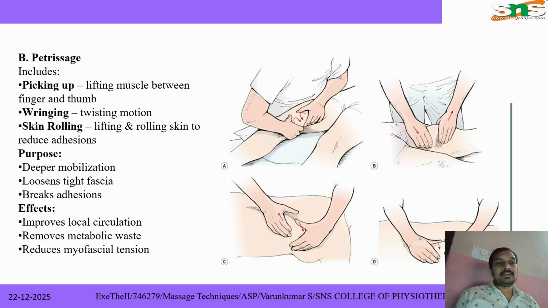Then petrissage. Petrissage includes picking up, wringing, and skin rolling. Picking up is lifting the muscle between the fingers and thumb. Then wringing: we pick the muscle and twist it in the opposite direction. After wringing, we can roll it from one side to another. That is rolling the skin to reduce adhesion. The purpose is deeper mobilization, loosening the tight fascia, and breaking the adhesions. The effects are improved local circulation, removal of metabolic waste, and reduced myofascial tension.